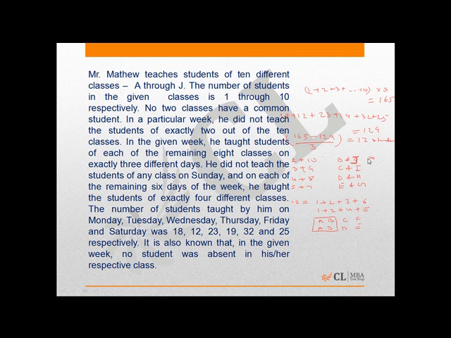Next, we see that on Friday he taught 32 students. What is the possible case for 32? The possible case for 32 is 5 plus 8 plus 9 plus 10. These 4 numbers will add up to 32 because every day he is teaching 4 classes. Or the next possible case is 6 plus 7 plus 9 plus 10.